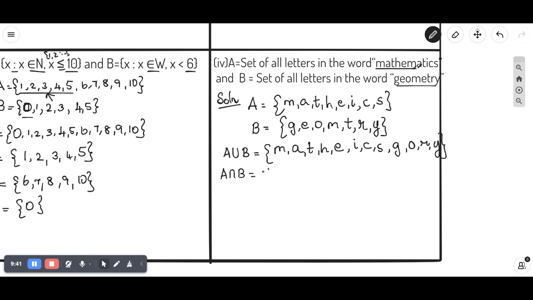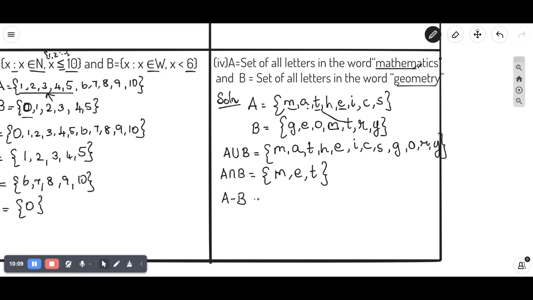Then A intersection B. Hope you are clear with the intersection. Since we have seen 3 questions till now, M is there in both. So M will be our first element. And then we have got our E, and E will be our second element. And then do we have anything? Yeah, we have got a T, so T will be our third element. I and C, yes, nothing is there. So just leave it. You can finish it off.